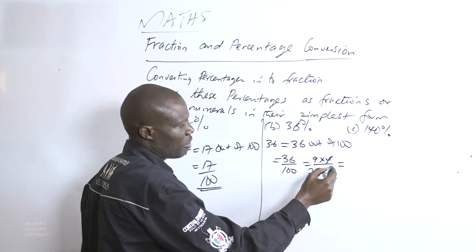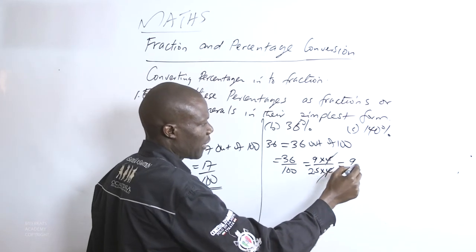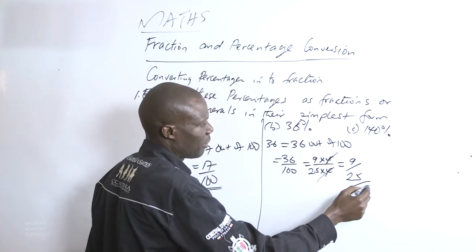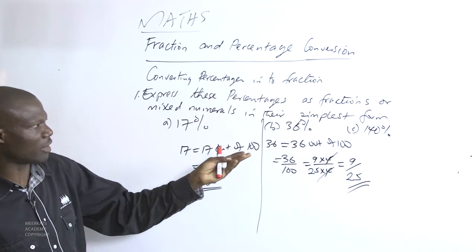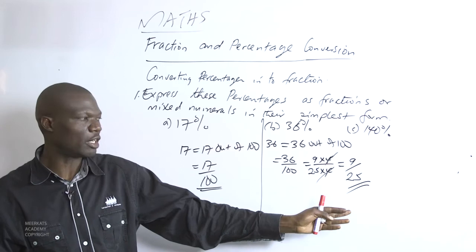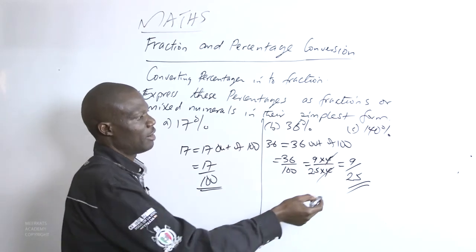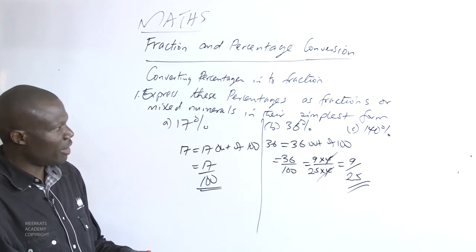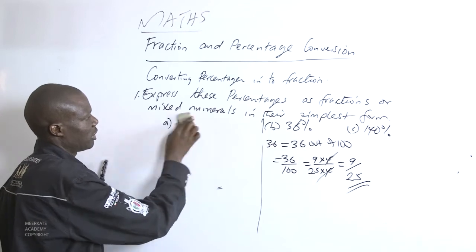So when 4 cancels with the other one here, we shall remain with 9 over 25. This one is in its simplest form. So we can simply agree that 36% is equivalent to 9 over 25. We are remaining with 140. Let us look at 140%.